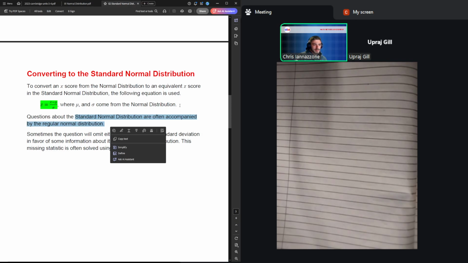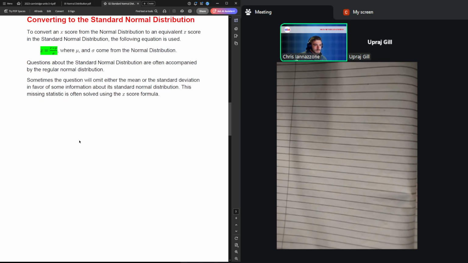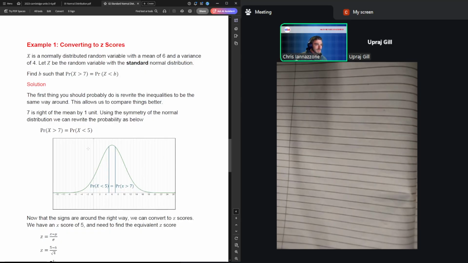Typically, when you get questions about standard normal distribution, it's never really in isolation. You're pretty much always playing with the regular normal distribution as well, basically always using this equation or some version of this equation, like so. In this case, we're told the regular normal distribution has a mean of 6 and a variance of 4, and we want to find b such that this series of equations is true.